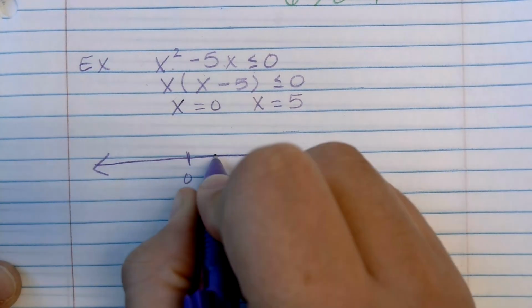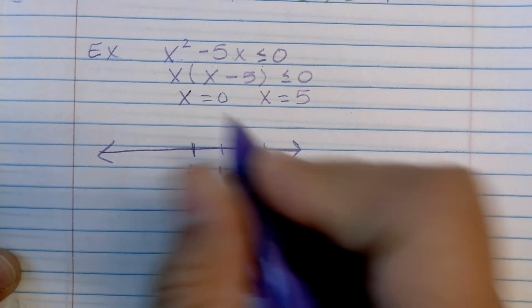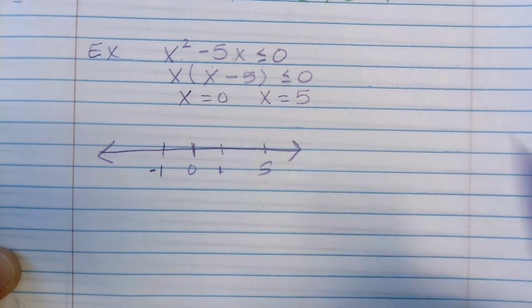So I'm going to graph those. I'm going to kind of cheat here. Your number line is made for you. I'm just going to put some points on mine.